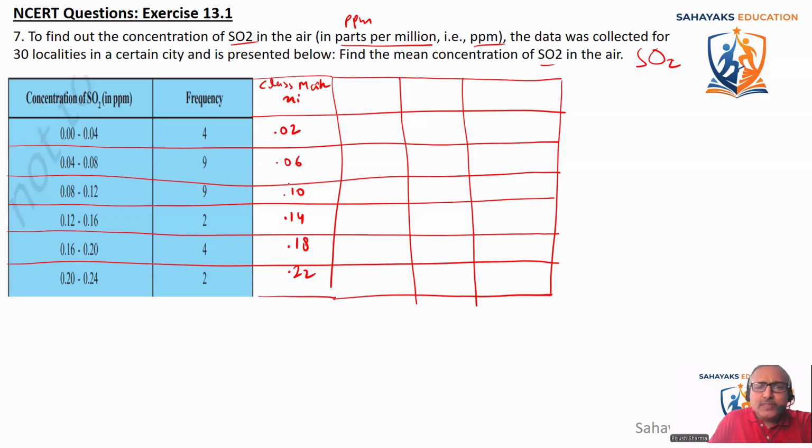Let's assume some middle value is mean. So 0.10. Okay, so that is the mean. So A is equal to 0.10. This is what you have considered.